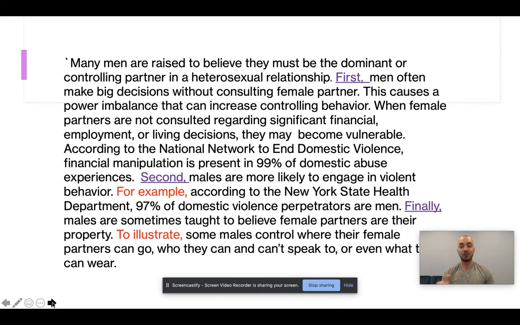Okay, so then we move on to the next example. But notice that in that first example, what we've done is added two more sentences that help to explain what it means for men to make the big decisions without consulting a female partner, and why it is that that example shows controlling behavior or dominance. And so, as you are writing your illustrative essays, you want to try to develop supporting details, minor supporting details, that really help to explain or illustrate those major supporting details.